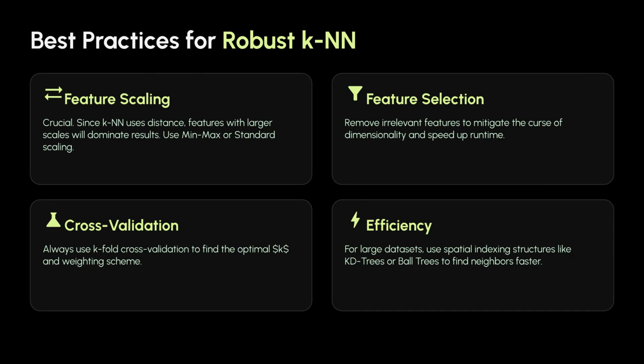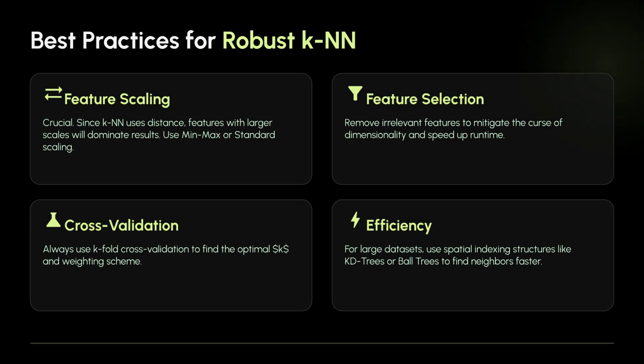To ensure robust KNN performance, always use feature scaling to prevent larger scales from dominating. Implement feature selection to reduce dimensionality and speed up runtime. Finally, utilize cross-validation to find the optimal $k$ and weighting scheme, and use spatial indexing for efficiency with large datasets.